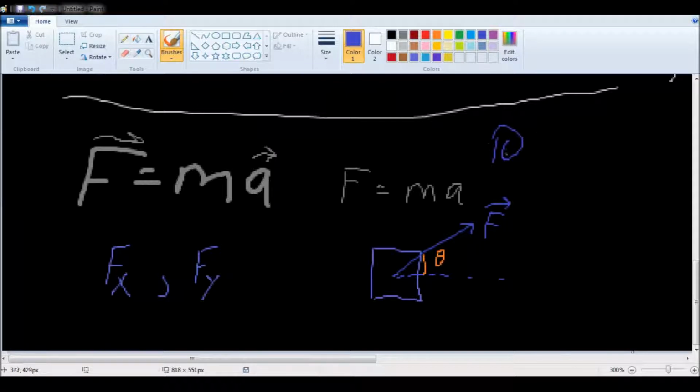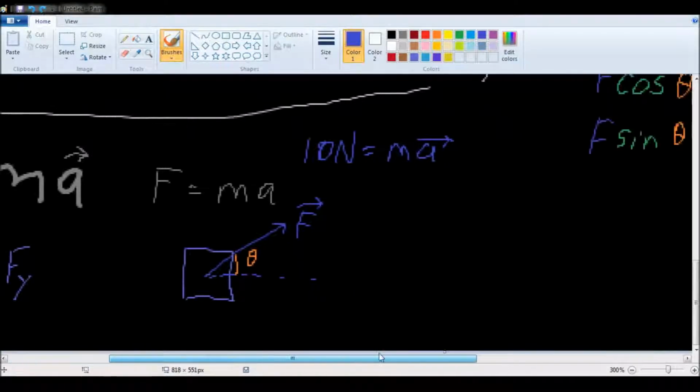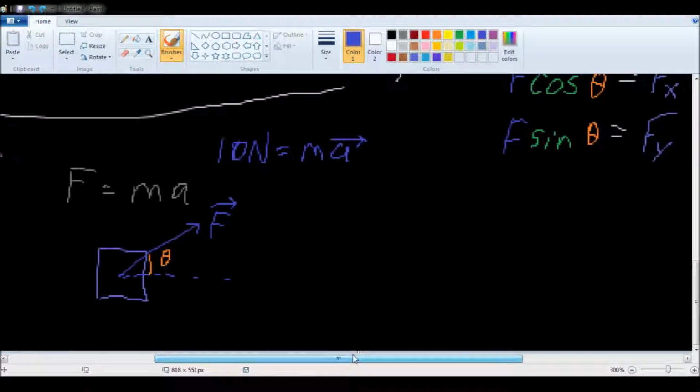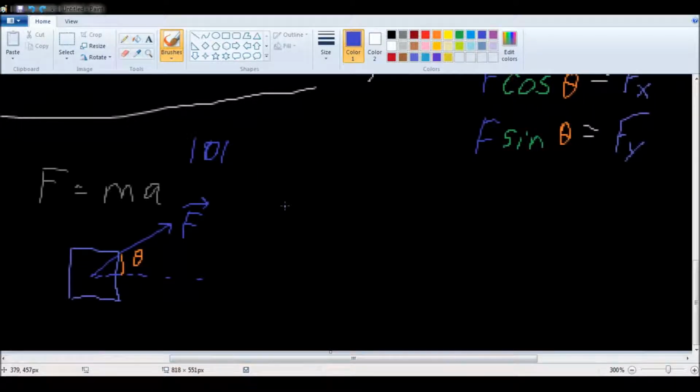So we could say 10 newtons, or could we say this? Yeah, 10 newtons equals your mass times whatever acceleration it has. So 10 newtons right now is in the vertical theta direction, and your acceleration is going to be in the same direction. So, a little proof of this, and this is just a general thing.